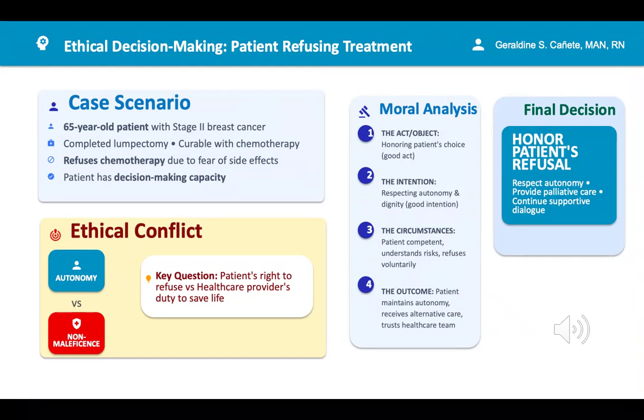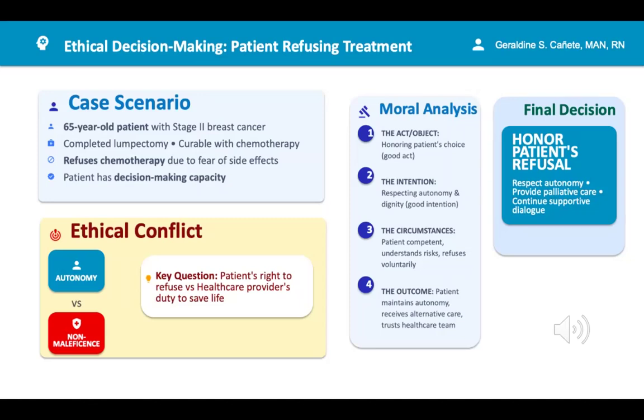This case brings us to a situation that you will almost certainly encounter at some point in your nursing career. A patient who refuses treatment. This can be incredibly challenging, especially when you believe that the treatment is necessary to save the patient's life. Now, how do you balance your duty to care for the patient with their right to make their own decisions?